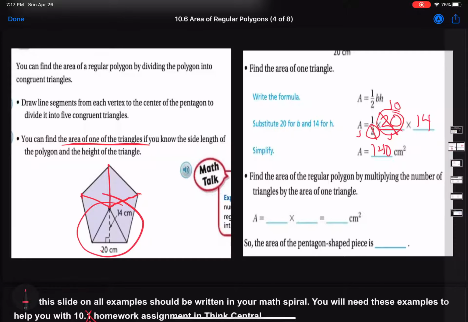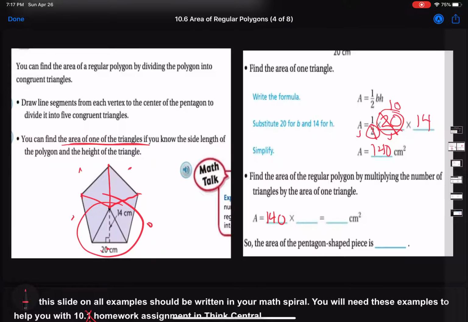So that's the area of one triangle. Once you know the area of one triangle, then you can figure out the whole shape. How many of those triangles do you have? Well, how many sides do you have? You have 5 sides, that means you have 5 triangles. However many sides you have is how many triangles you have.